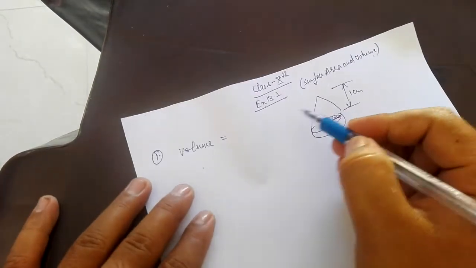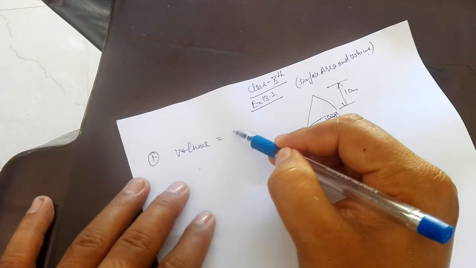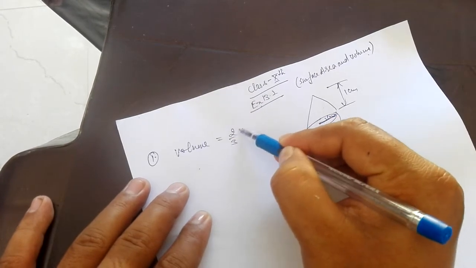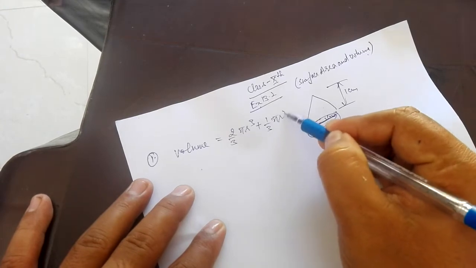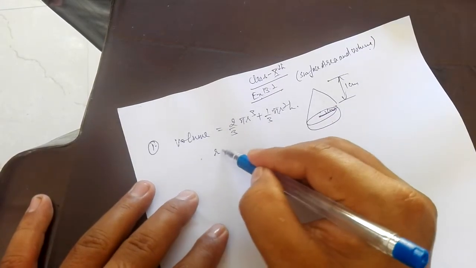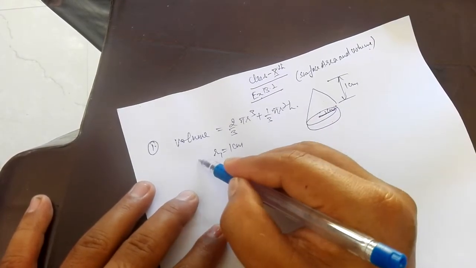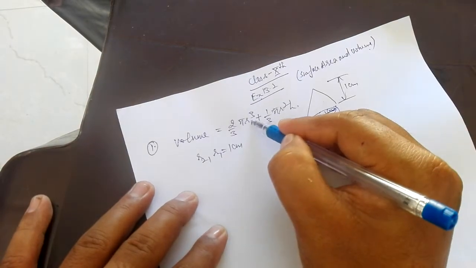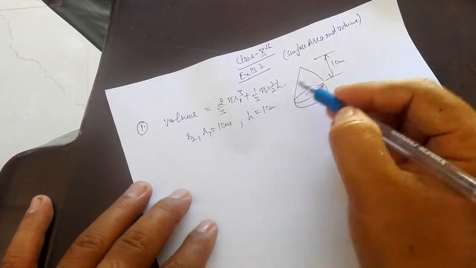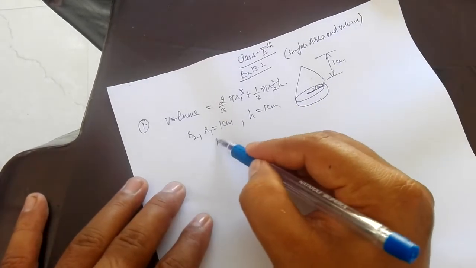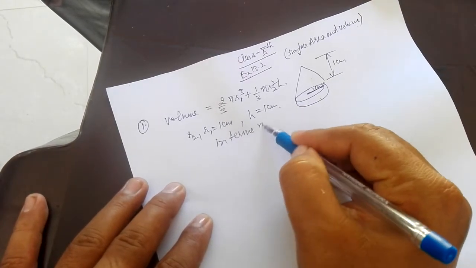What is the formula for the volume? For the hemisphere, it is 2 by 3 pi r cube, and for the cone, it is 1 by 3 pi r square h. What is the value of the radius? The radius is 1 centimeter for both r1 and r2. Suppose this is r1, this is r2. The radius is 1 centimeter, the height is 1 centimeter, and we have to find the volume in terms of pi.